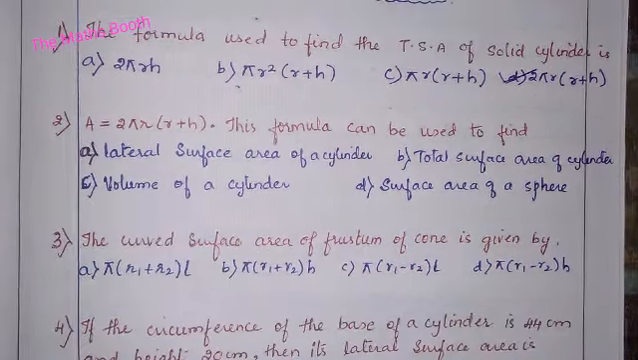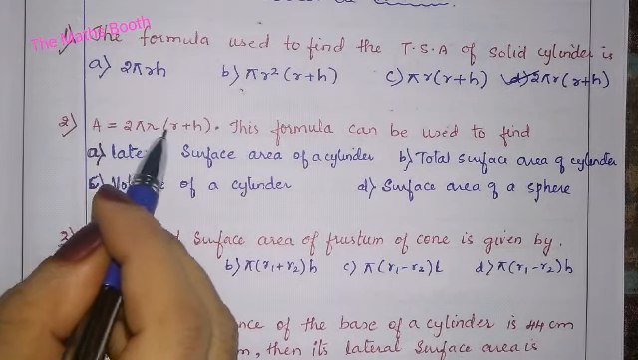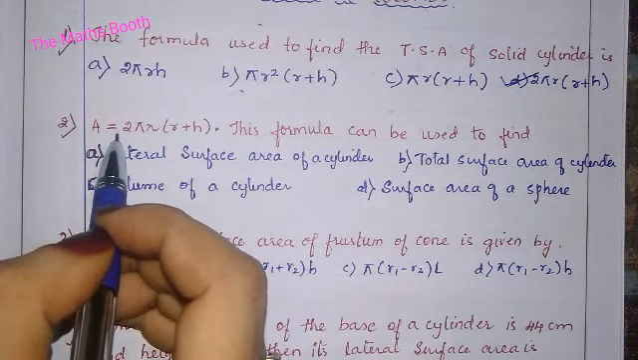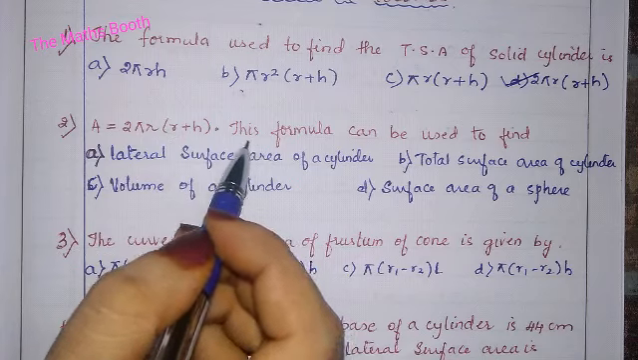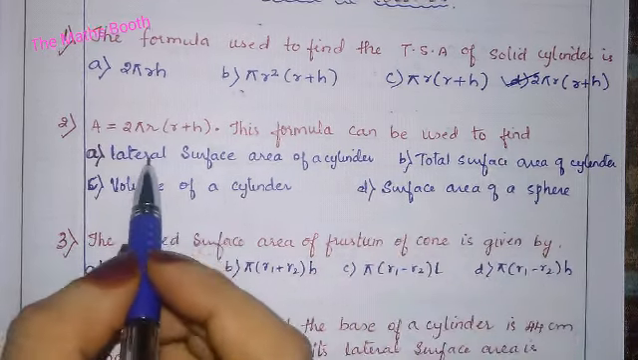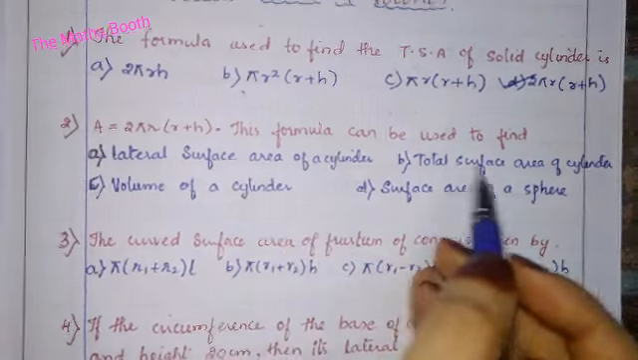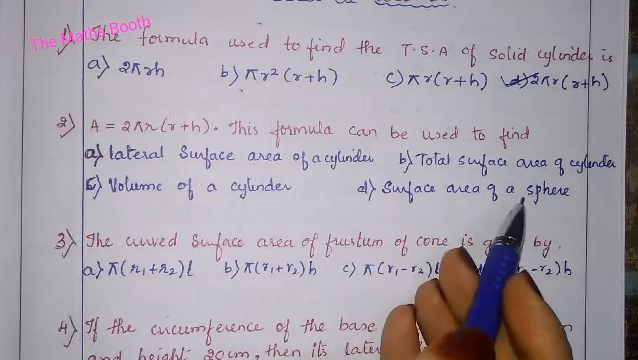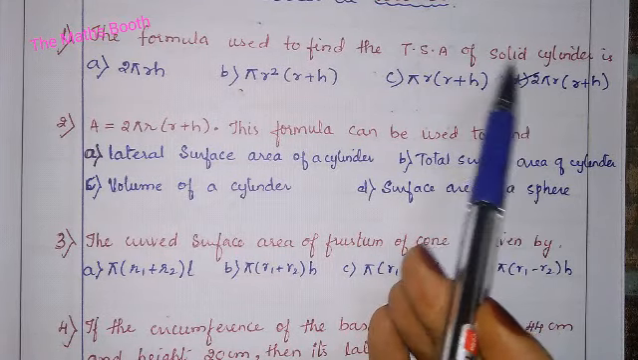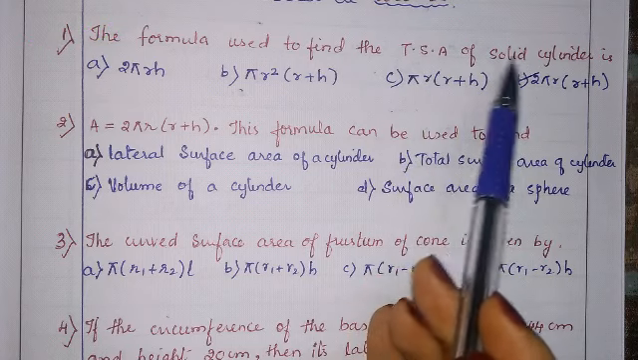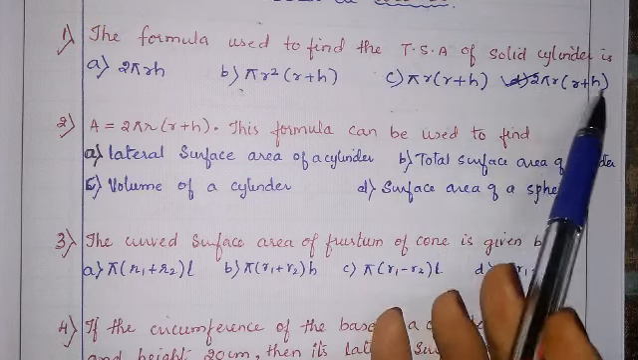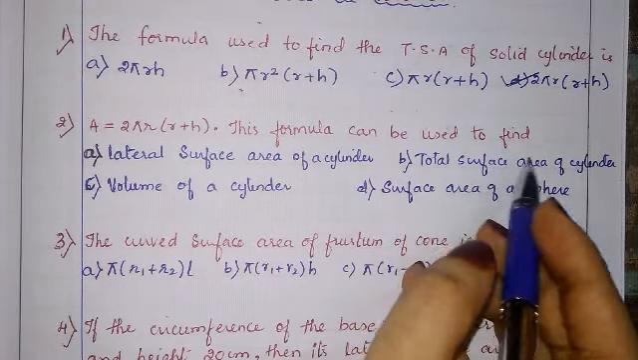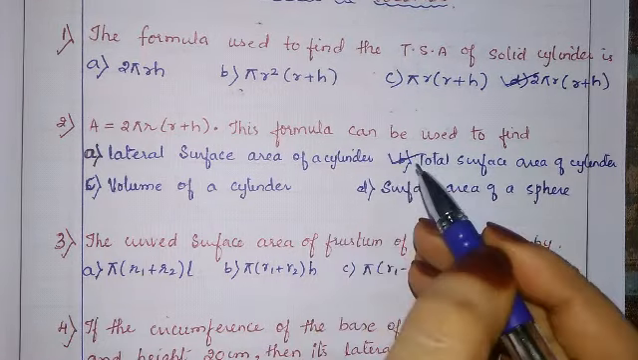The second question: area is equal to 2 pi r (r plus h). This formula can be used to find the lateral surface area of cylinder, total surface area of cylinder, volume of cylinder, or surface area of sphere. Just now we saw that 2 pi r (r plus h) is the formula for total surface area of cylinder. So option B is the correct option.